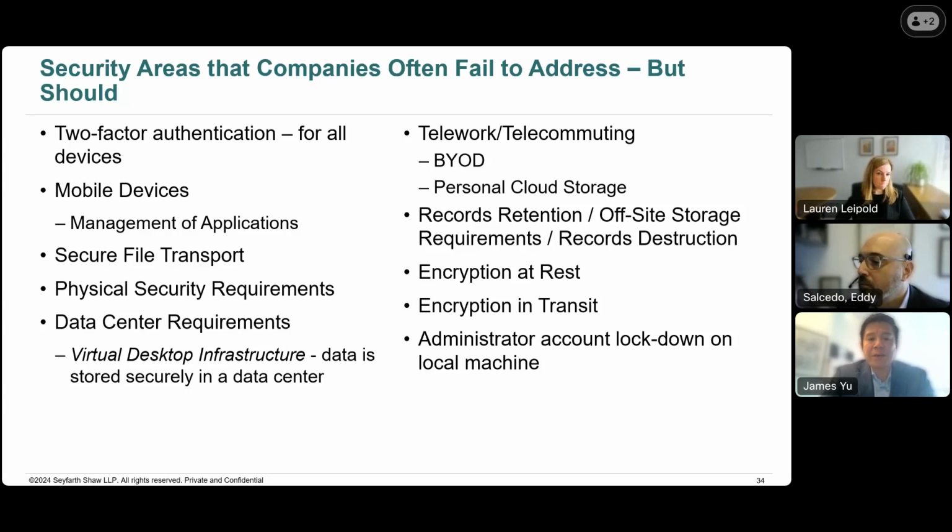We also just talked about offsite retention and management of data, and it's important to ensure that data is always encrypted, whether at rest or in transit, to further safeguard such information.